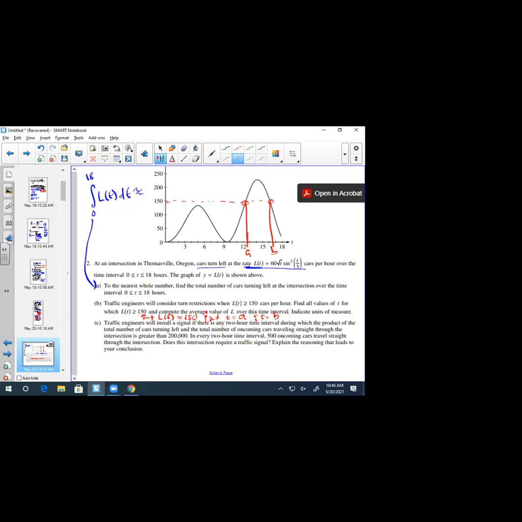Then to find the average value of L, which is the average value of L, is going to be equal to 1 over b minus a times the integral from a to b of L of t dt. What does that give you? The average value of L.